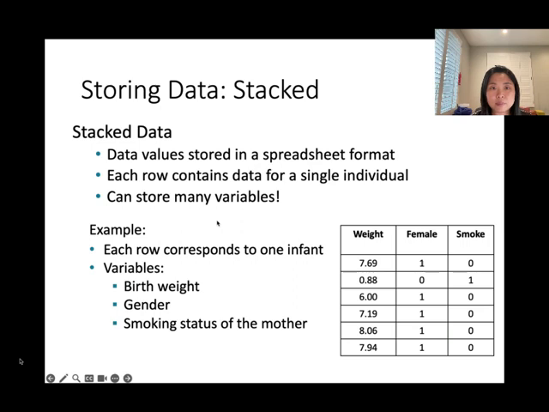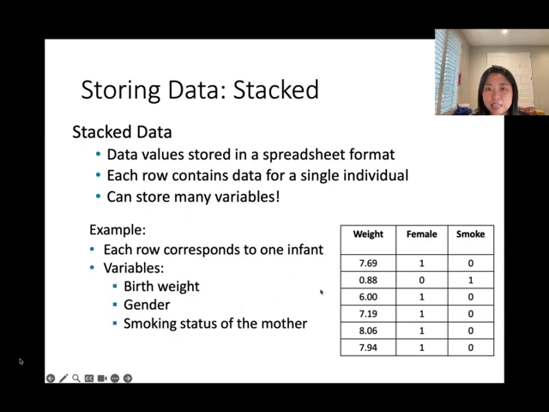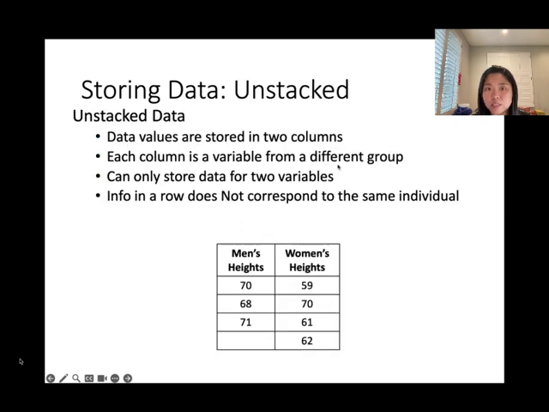Okay, how about the unstacked data? Unstacked data values are stored in 2 columns. So we only have 2 columns. Each column is a variable from a different group. So we only have 2 variables in here and can only store data for 2 variables. Info in a row does not correspond to the same individual. Okay, so we don't look at the row like this. They don't relate to each other. Okay, unlike stacked data, where a row represents one single individual. Okay, so this is unstacked.